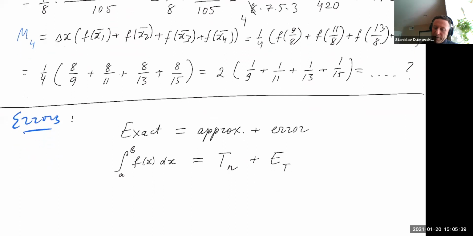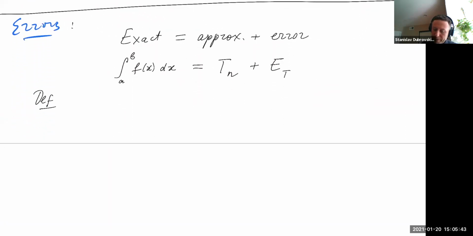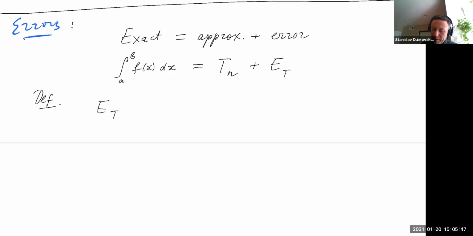So from here we can define the error. Here's our definition: the error E of any method, let's say T, will be the difference between the exact value and the result that the method gave us, minus T sub n. And similarly for other methods.